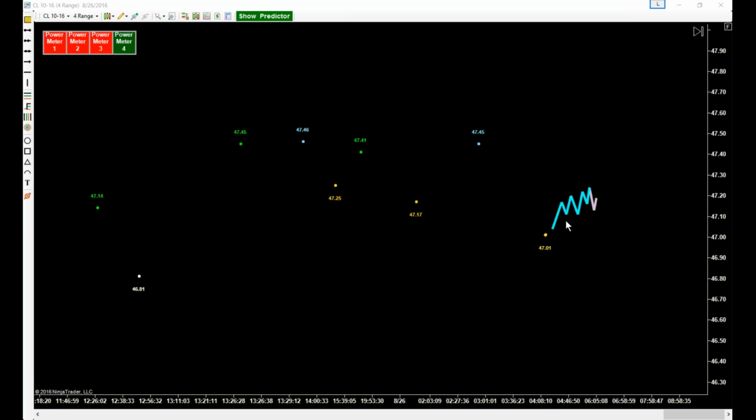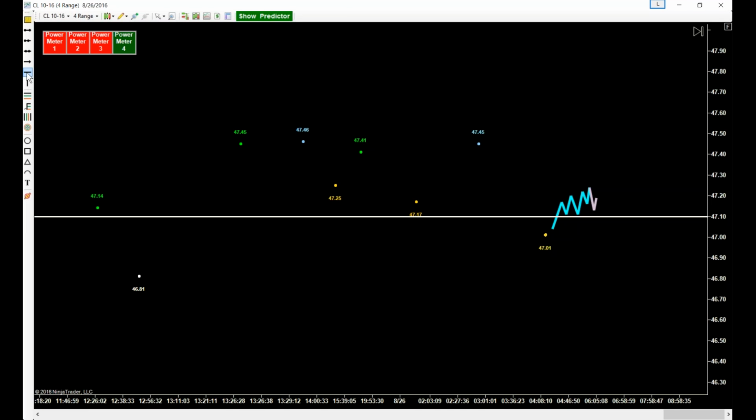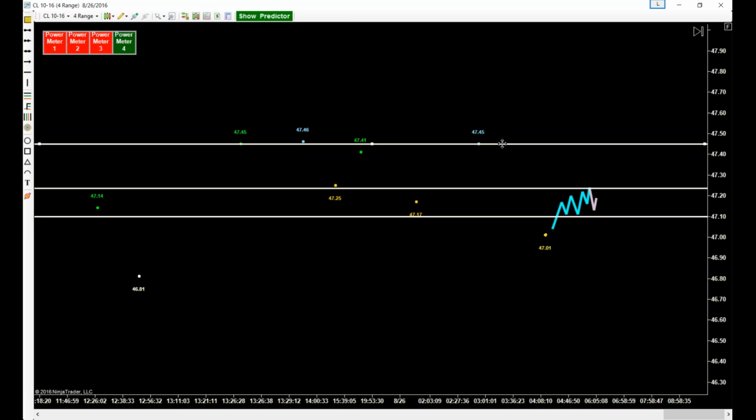Okay, and it's important to know where you might be going, for instance, if they break out or something like that. Looking at this chart right here, right now, I can see that I've got micro support there, and I've got micro resistance basically right up here. Okay, I've got my larger resistance area right up in here at 46.